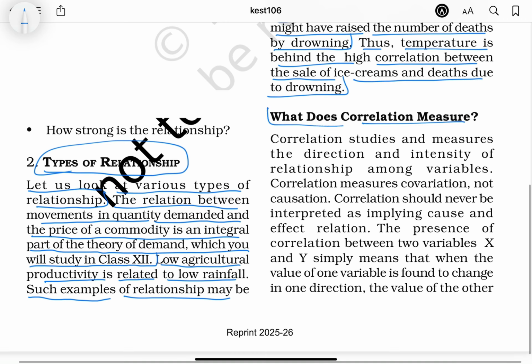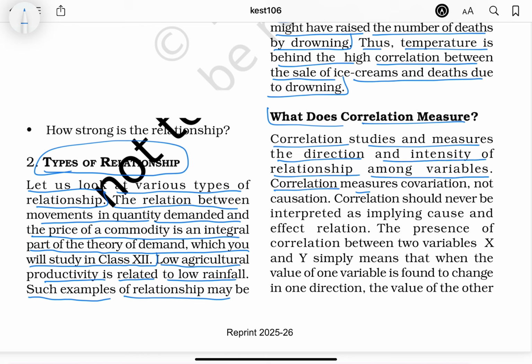What does correlation measure? Correlation studies and measures the direction and intensity of relationship among variables. Correlation measures covariation, not causation. Correlation should never be interpreted as implying a cause and effect relation.